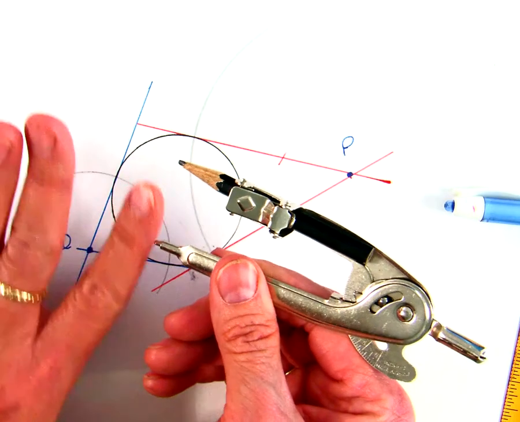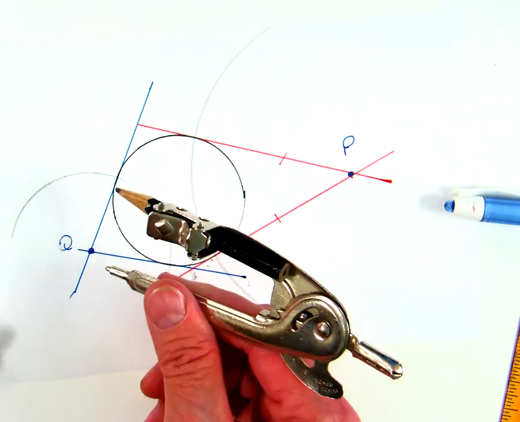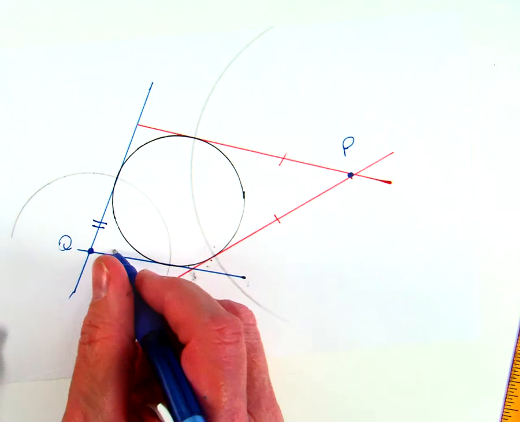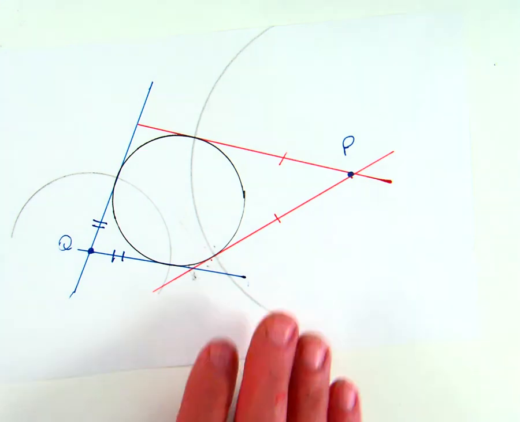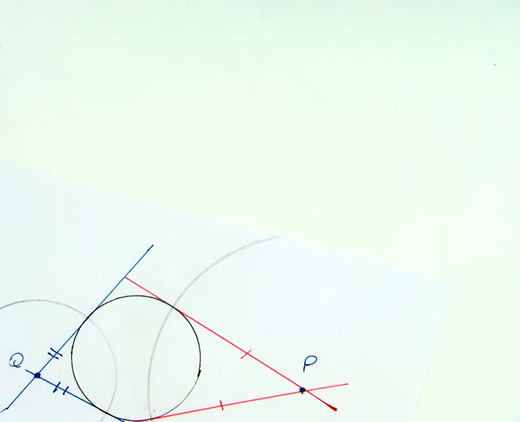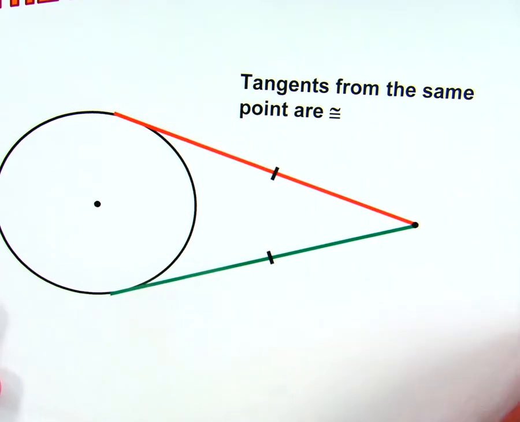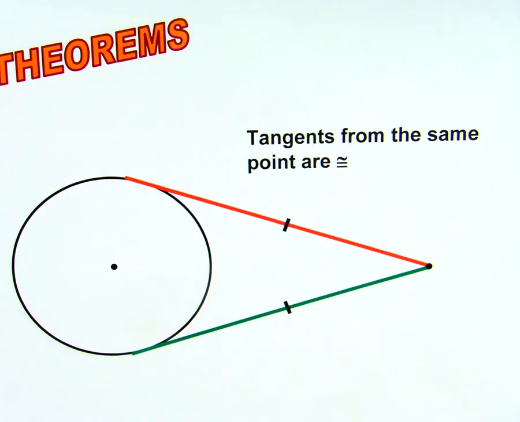Again, the distance on the compass is the radius of the big circle that you draw with the compass. All radii are the same, so this tangent segment is the same as this tangent segment. Oh my goodness, lightning struck twice at the same time. Not really. It really is true. We've kind of demonstrated it. And it is the theorem. Tangents from the same point are congruent.